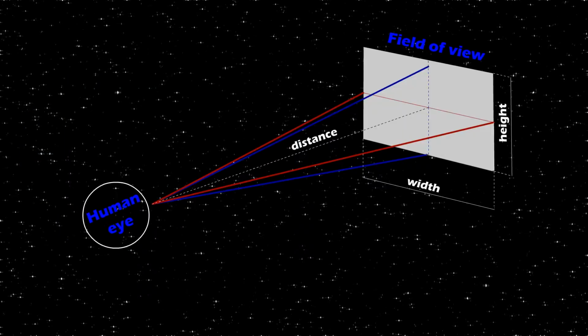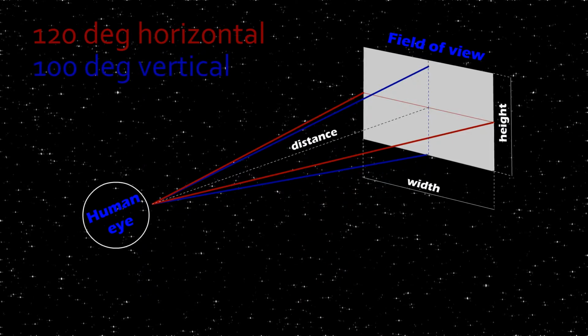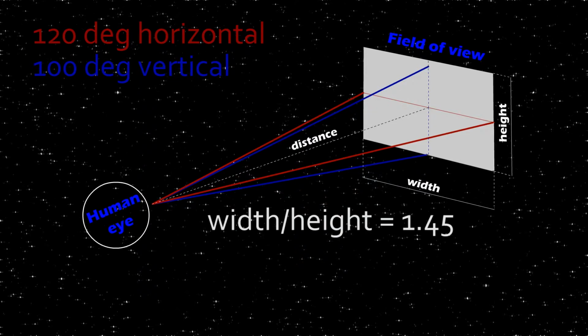Now, a slightly more advanced question. How should the horizon appear as a function of height from the planet's surface? To answer this, we must first understand our field of view. We have about 120 degrees horizontal viewing angle and 100 degrees vertical, and hence we can approximate the rectangular field of view with a width to height ratio of about 1.45.